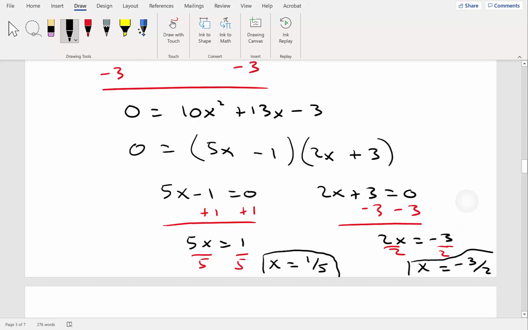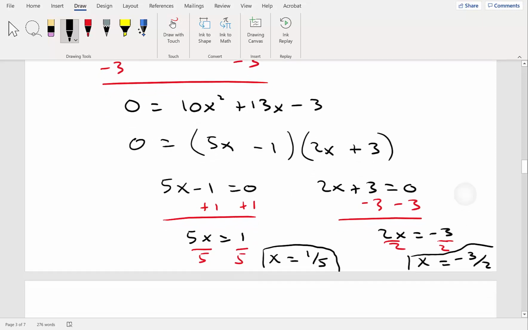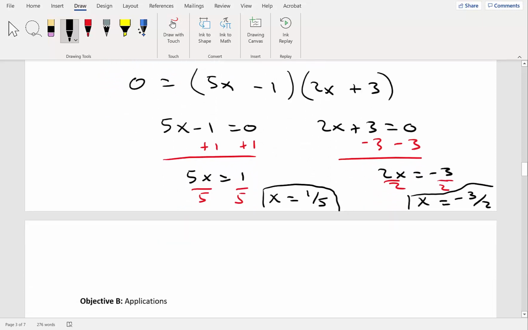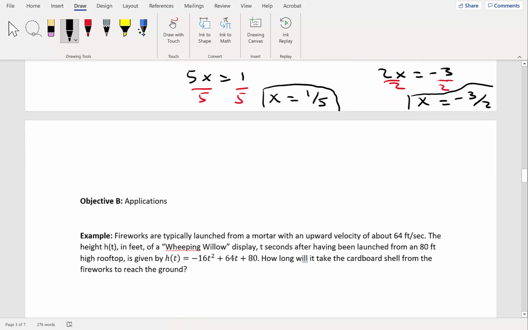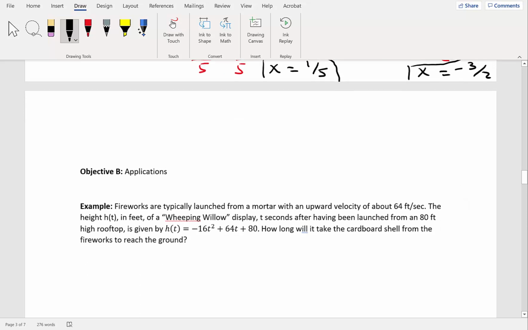So we just had to set the equation up first, and then we went ahead and solved it using the same strategy. Now let's take a look at applications. With applications, very similar. We have to set up our quadratic equation first, and then we could go ahead and solve the equation that we set up.